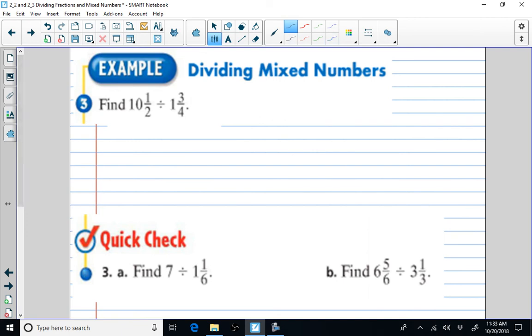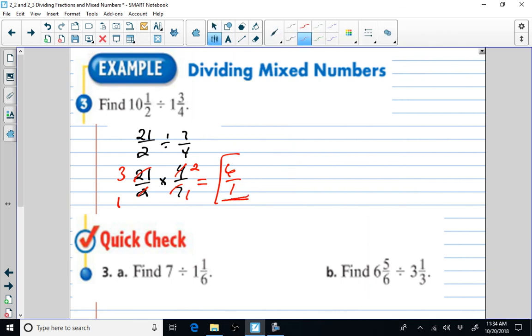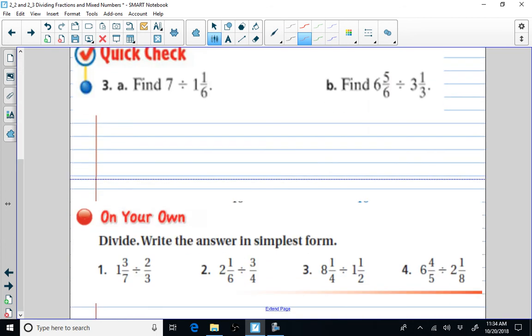First example, we want to write everything as a fraction first. 2 times 10 is 20 plus 1. That's 21 over 2 divided by 4 times 1 is 4 and 3 is 7 over 4. Once we write everything as a fraction, we multiply by the reciprocal. So the first fraction stays the same, 21 over 2. It's going to be times the reciprocal of 7/4, which is 4/7. We divide out where we can. I can divide out 21 and 7. That becomes 1 and 3. Could divide out 2 and 4. That becomes 1 and 2. We multiply numerator times numerator, denominator times denominator, right? And I wind up with 6 over 1, or 6, as my answer.